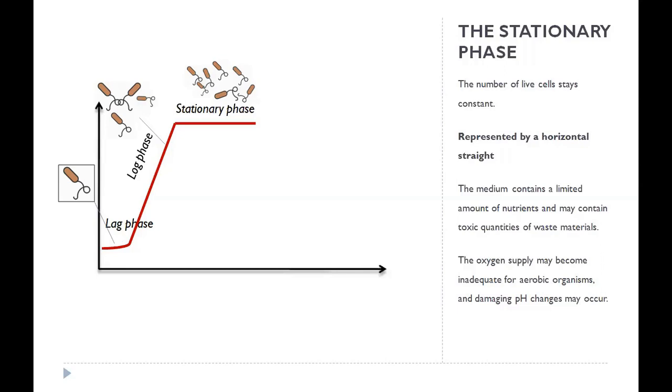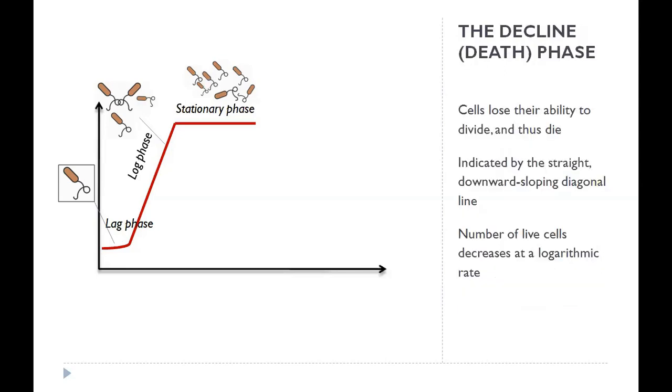What happens after this? After this, the population starts declining. It is known as the decline or death phase. So basically, cells lose their ability to divide, and the nutrients are now finished. There is nothing to eat for the cells. So cells will gradually start dying.